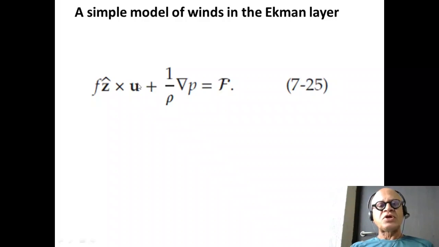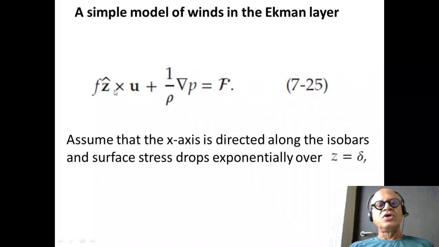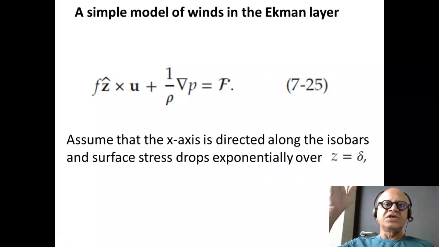So going to our equation of motion, with the balance between Coriolis and pressure gradient, but in the presence of friction. If this is 0, obviously we would recover our geostrophic balance. So assuming that the x-axis is directed along isobars, we're going to derive something very simple just as an illustration, and that the surface stress drops exponentially over some boundary layer z over delta, right? As the winds from the free atmosphere come down near the surface, they have to go to 0 at the surface, right?